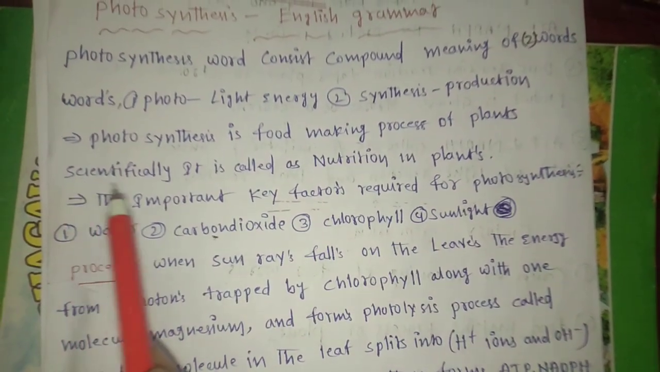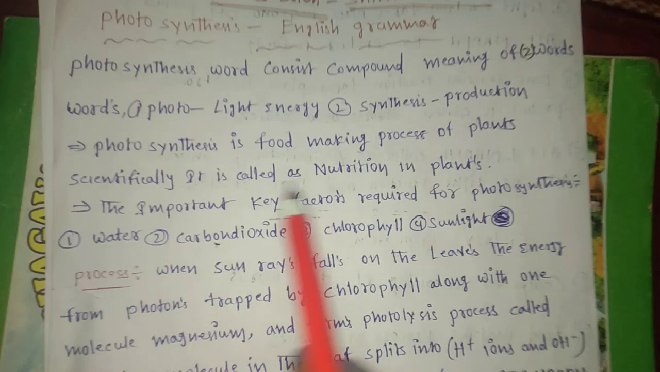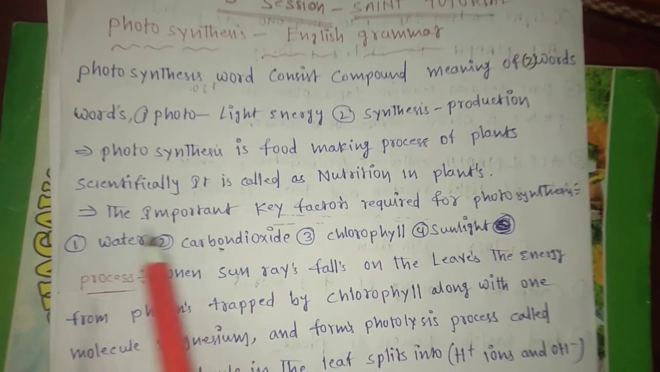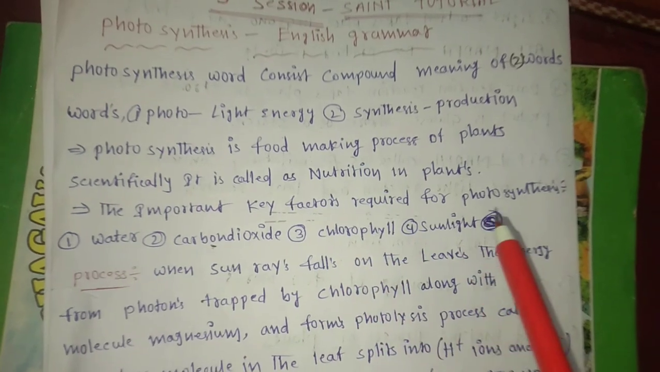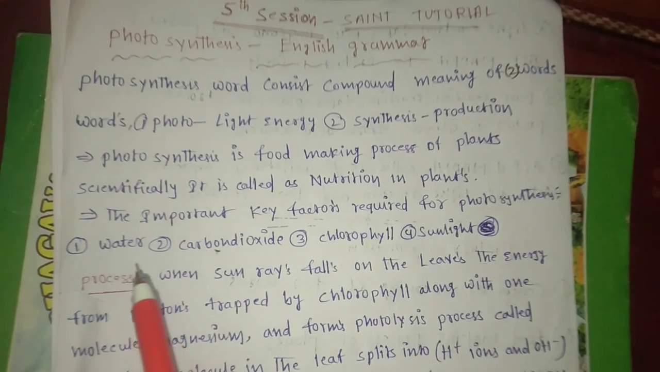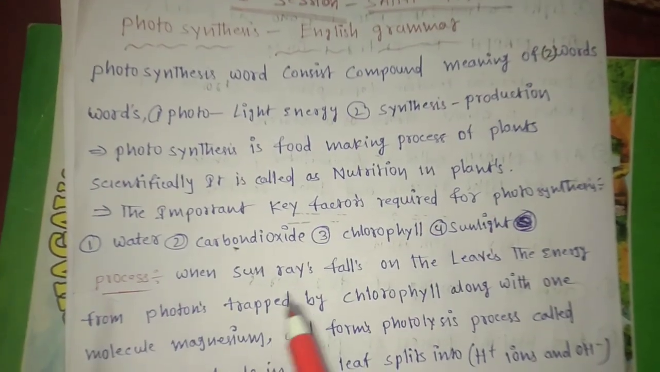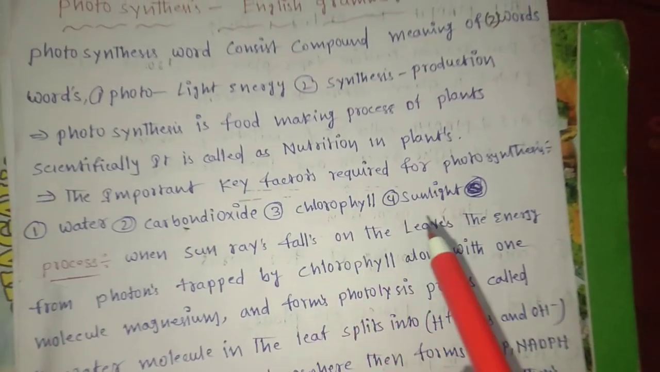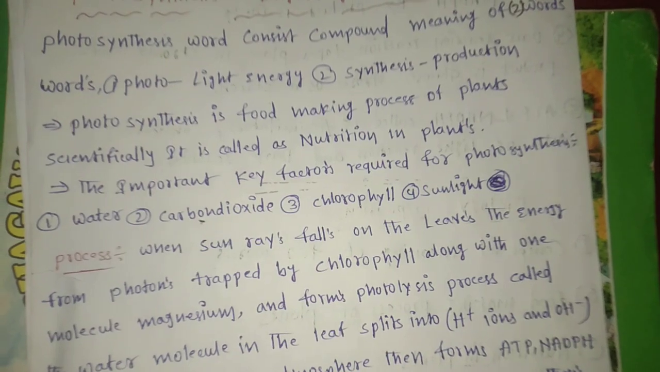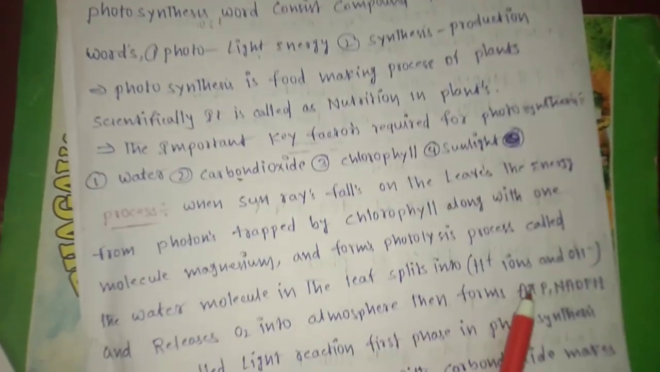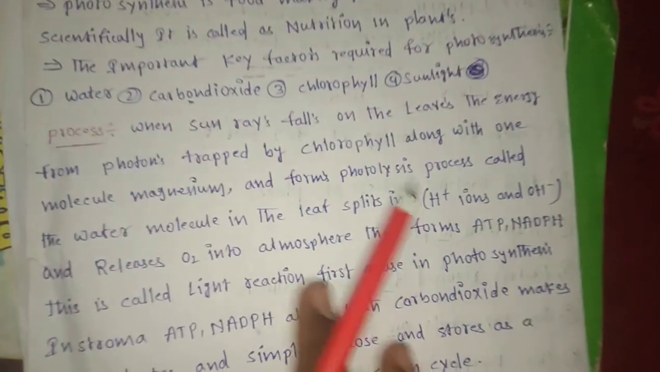Scientifically, we call it nutrition in plants. The important key factors required for photosynthesis are water from the underground, carbon dioxide from the atmosphere, chlorophyll from the chloroplast in the grana, and sunlight. Everyone knows sunlight comes as photons. So let's begin the process, how it takes place.